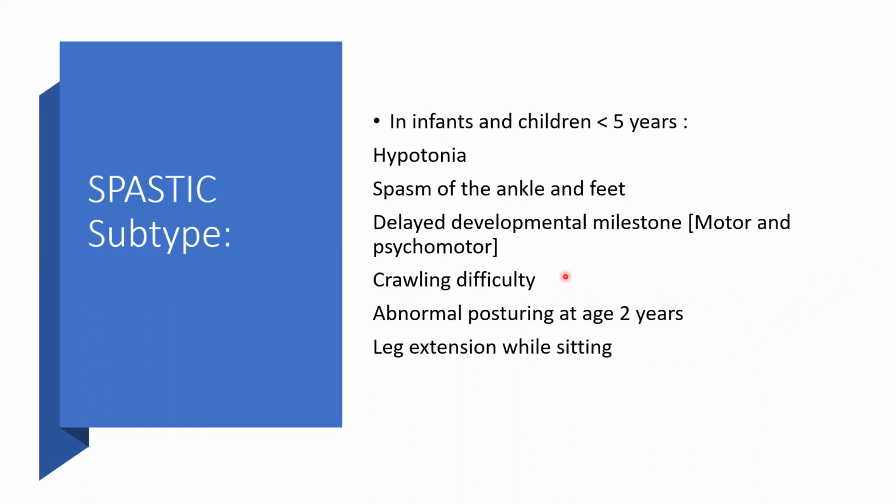Still under spastic subtype, infants and children within birth and 5 years will have hypotonia, spasm of the ankle and feet, delayed developmental milestones, particularly motor and psychomotor. You have crawling difficulty, abnormal posturing at age 2, and leg extension while sitting. You can just figure that out. The child is sitting and the leg is not being folded, rather is extended. So you can be suspecting.